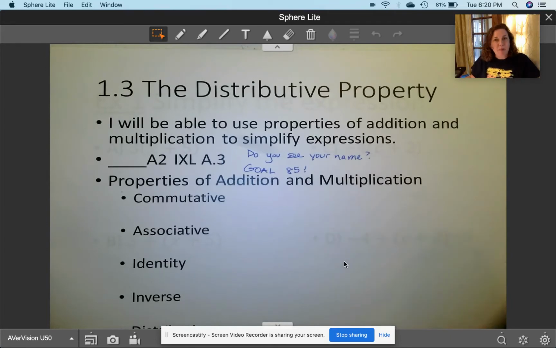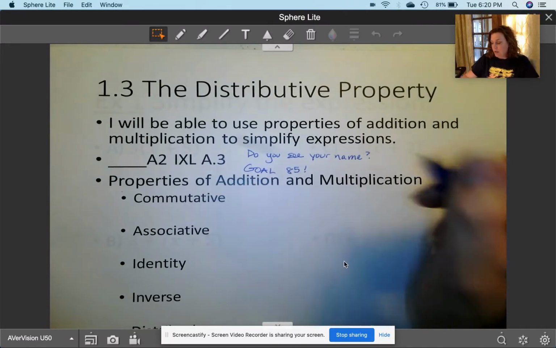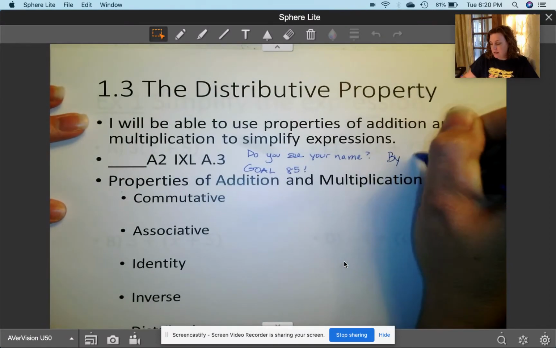But you can stop whenever you want to. If you want to stop at 75, fantastic. If you're like, this is super easy, I can get 100, then get 100. Extra credit. Way to go. So it's all up to you. And remember, it is due by Sunday.